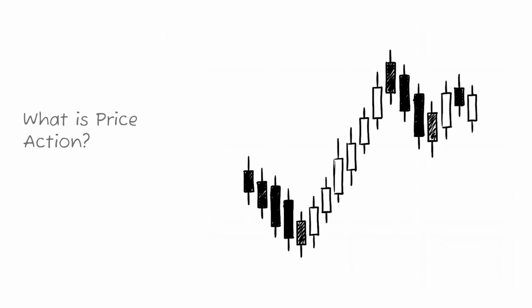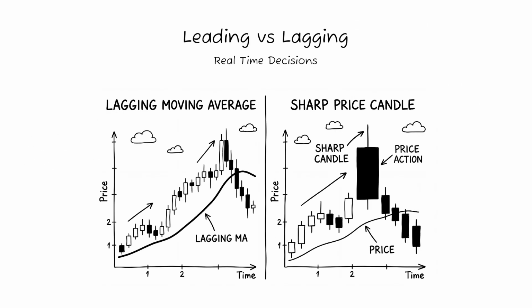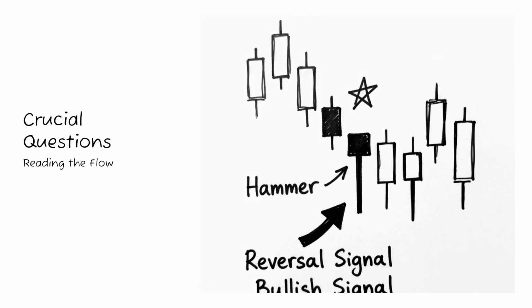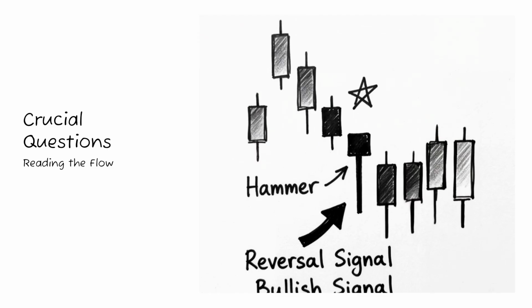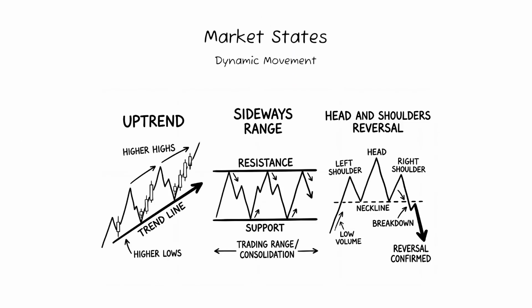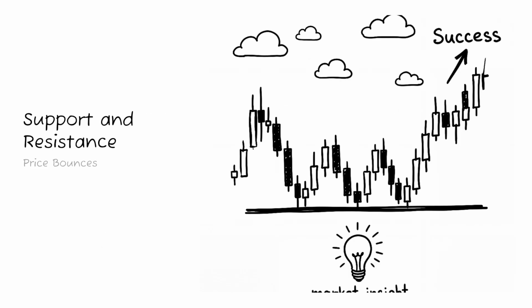Price action is basically reading the market without relying too much on indicators. Instead of waiting for an indicator to tell you what happened 10 candles ago, you are looking directly at price itself. You are asking simple questions. Where is price reacting? Where are buyers stepping in? Where are sellers stepping in? Is the market trending, ranging, or reversing? That is price action. Let us start with support and resistance.